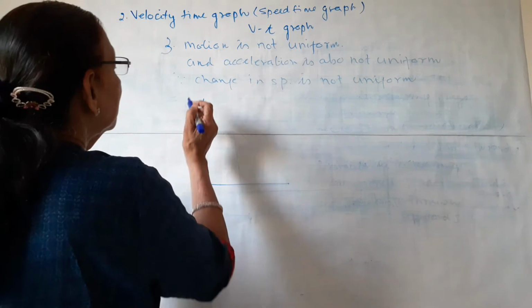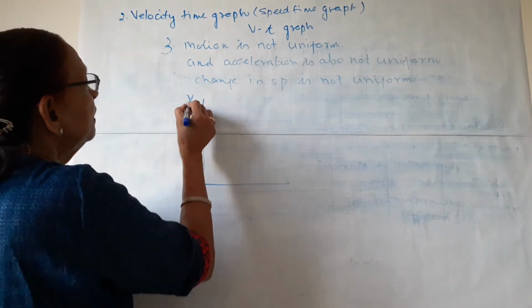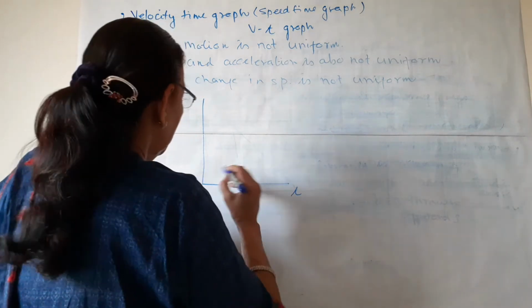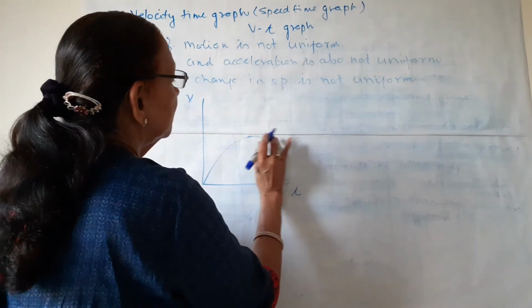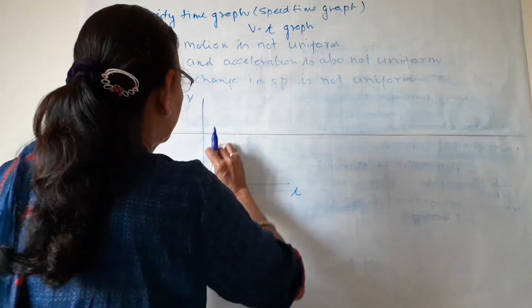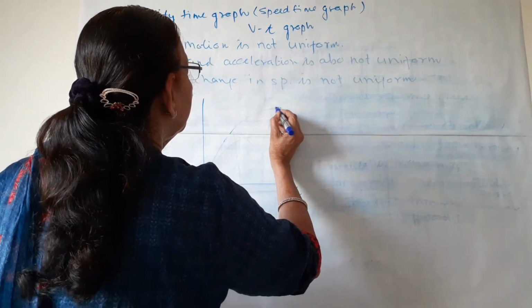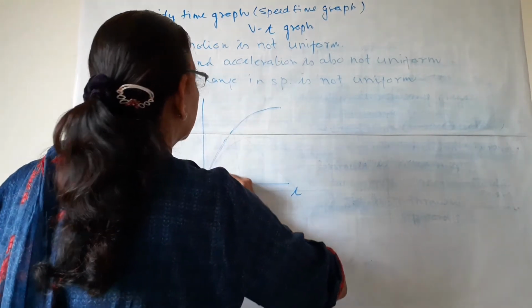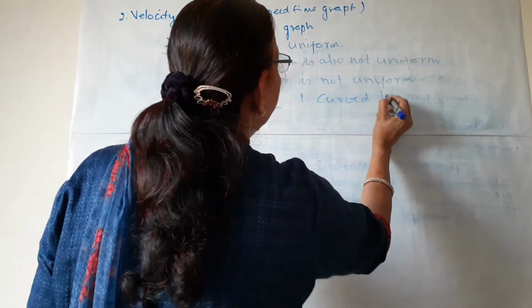Suppose this is the graph again. This is V, this is T, and the graph may be like this. I will draw it again. This graph may be like this, a curved line. So you can say curved line graph.